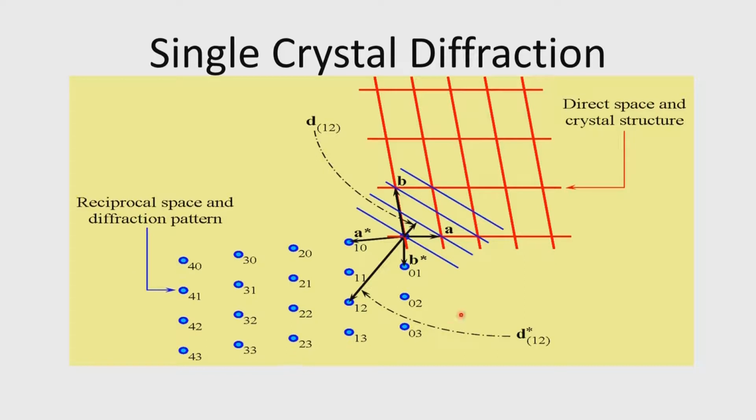So, in the reciprocal lattice, we have two vectors A star and B star with an angle of gamma star defining this particular nature of this lattice. So, the distribution of the diffraction spots should come at these blue points. Keeping this in mind, we will see how we can use this idea of reciprocal lattice, because we always see the reciprocal lattice in an experiment.